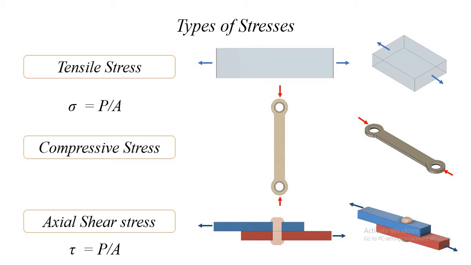Axial shear stress or direct shear stress. When external forces are acting on the component, it tends to slide in the adjacent plane with respect to one another, resulting in development of shear stresses. Here, as we can see, two plates are pulled against one another and this will develop axial shear stress in the rivets. The axial shear stress is given by the formula tau is equals to P by A.